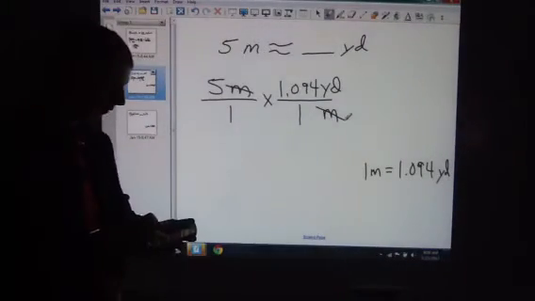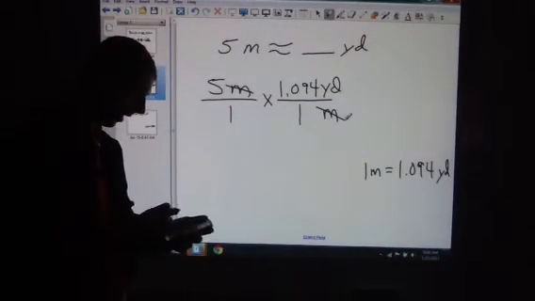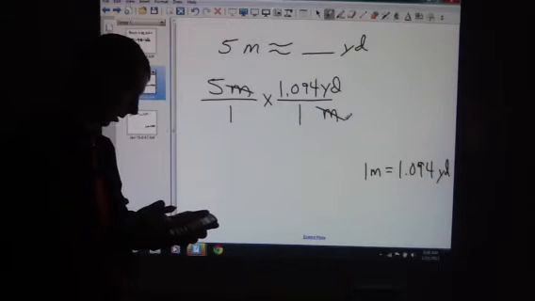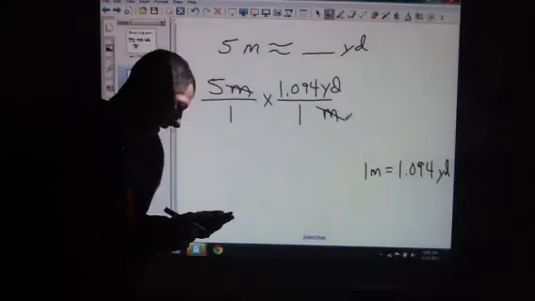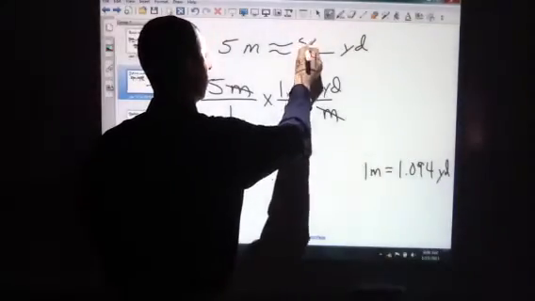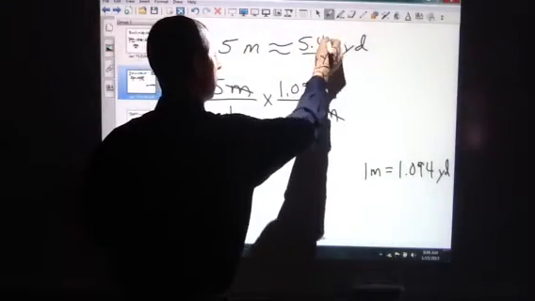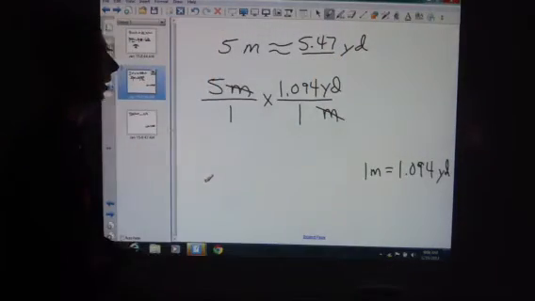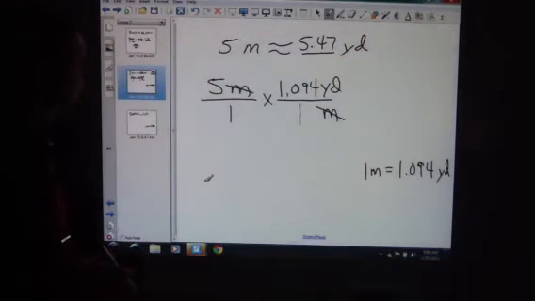So now it's just a matter of crunching my numbers. I'm going to go 5 times 1.094, and I get 5.47. So there would be my answer for that problem.